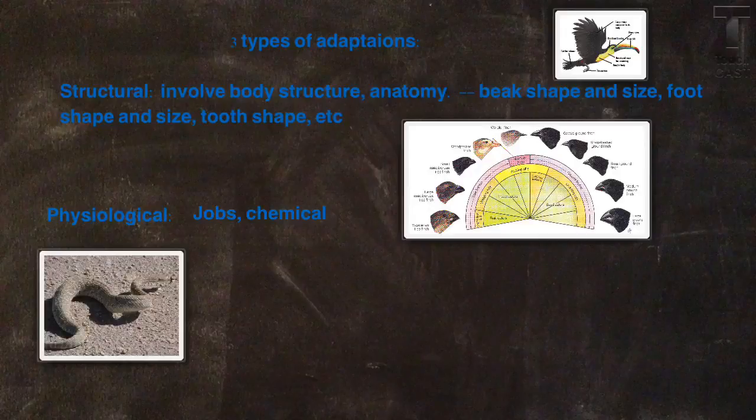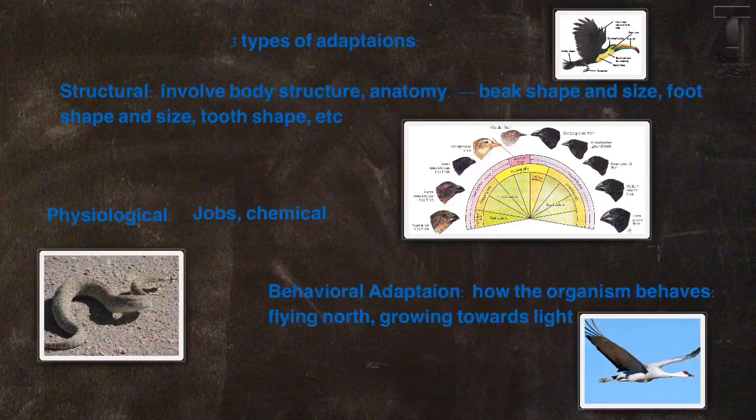The second type of adaptation is a physiological adaptation, and physiology refers to the job or the function. And so these really deal with what proteins, what enzymes do you have. Snake venom is a type of physiological adaptation. Behavioral adaptations deal with how the organism behaves.